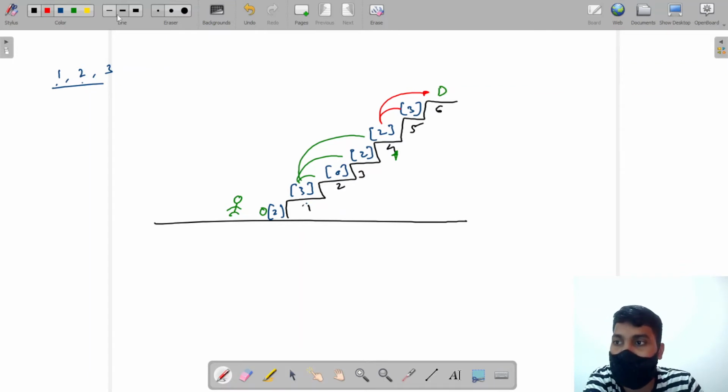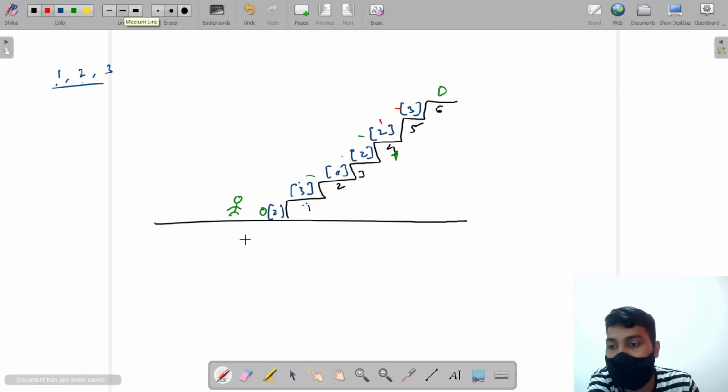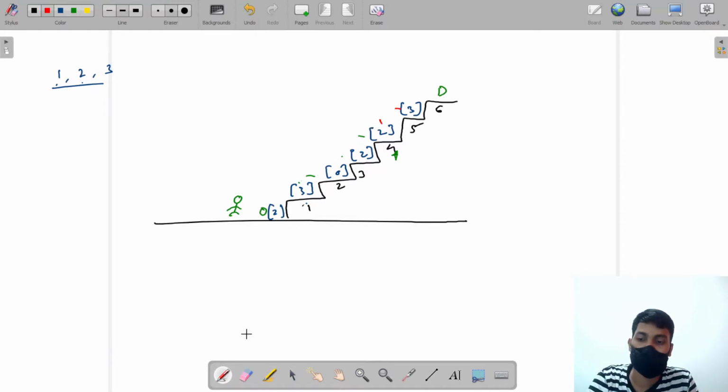Okay, so with this I hope the question is clear. What is this question saying? We have to find the total number of all possible paths to reach from the given source to the destination using these jumps, right? This is our question. So let's try to discuss the solution.